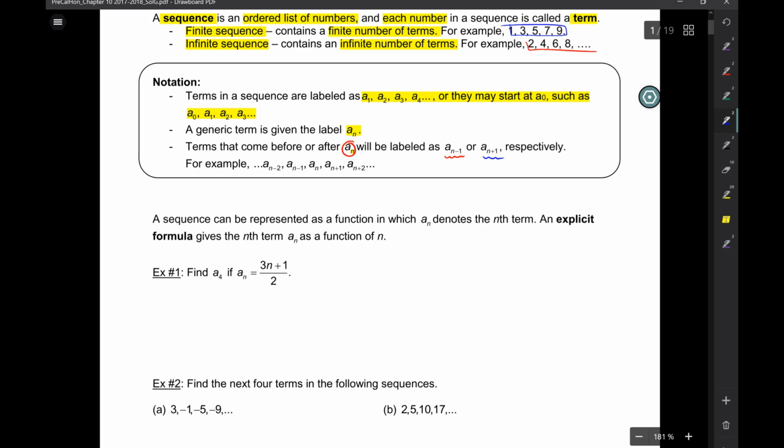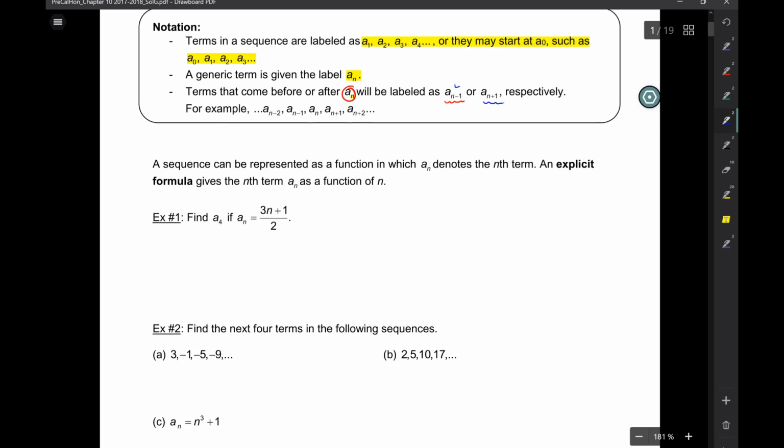So what does that mean? Like suppose I'm talking about A sub 6. The one right before it is A6 minus 1, A5. Then the one right after it is A7. Do you see what that means? Okay. Now, for example, if I have a list, here is my an, right? So the one before it is an minus 1, n minus 2, and then after it, it's n plus 1, n plus 2, etc. We'll use that notation a lot more later on.